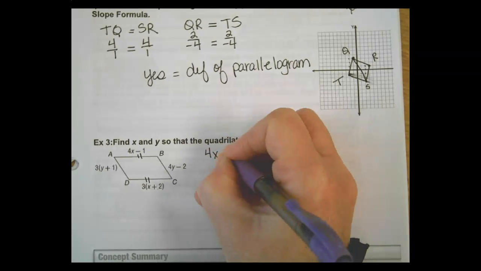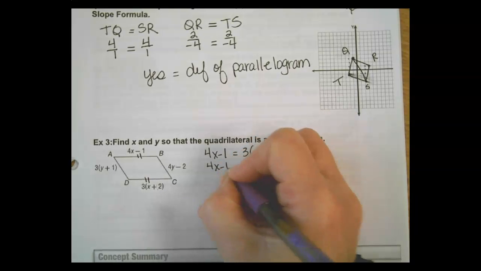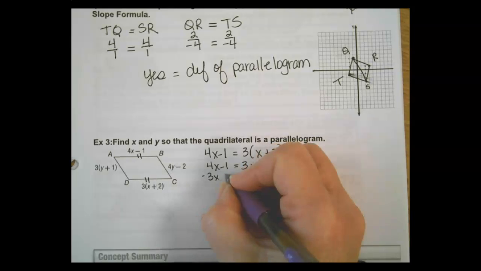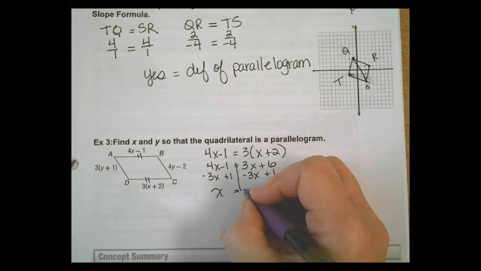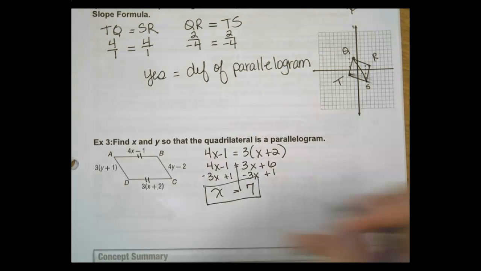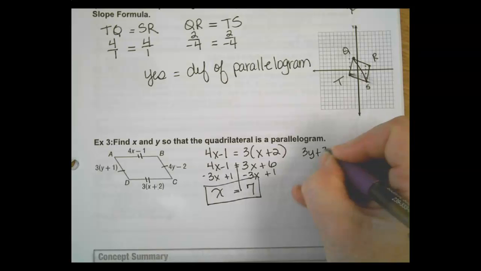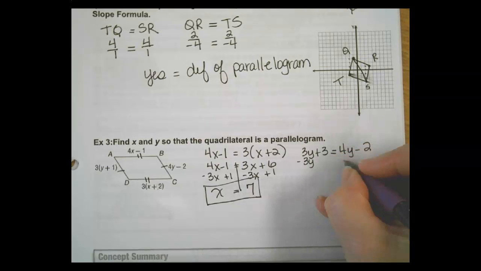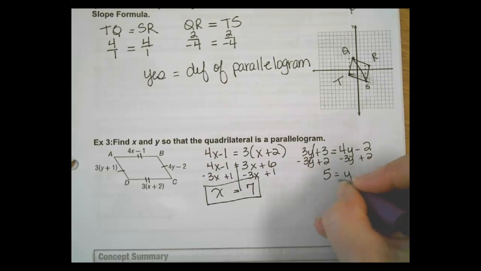So 4x minus 1 is equal to 3 times x plus 2. And solve. This is the fun part. Minus 3, plus 1, minus 3x. X is equal to 7. Okay, so x equals 7. Let's find y. Obviously, these two are equal to each other is what we're saying. So 3y plus 3, I'm going to go ahead and distribute. It's equal to 4y minus 2. Subtract 3y, add 2, y equals 5.